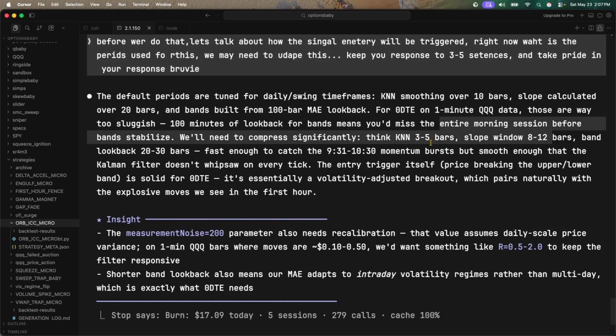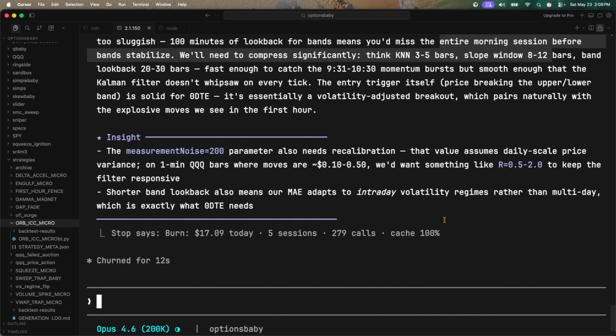Think of the Kalman at 3 to 5 bars, a slope of 8 to 12 bars, and the band lookback at 20 to 30 bars. Fast enough to catch the 9:31 to 10:30 momentum burst, but smooth enough that the Kalman filter doesn't whipsaw on every tick. The entry trigger itself is the price breaking the upper band. Solid for 0 DTE, the volatility-adjusted breakout naturally pairs well with the explosive moves that we've seen.